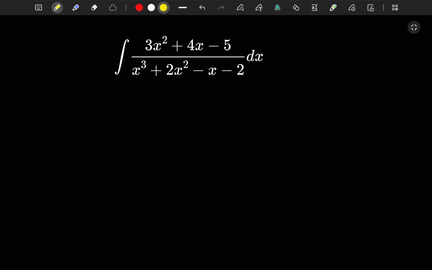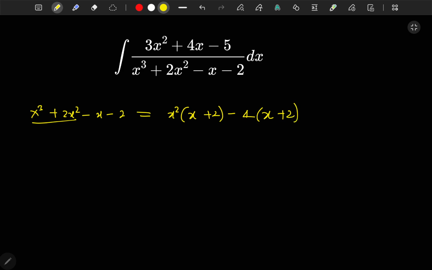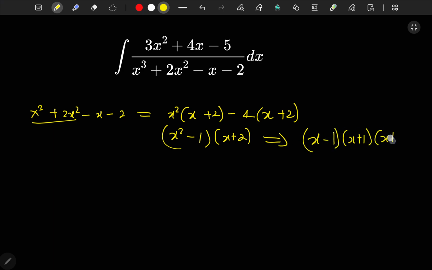When we look at the denominator, we can factorize it by grouping the terms. So you have x cubed plus 2x squared minus x minus 2. We can group the terms. I can get x squared, x plus 2. And here I can take minus 1 out, then x plus 2. Check that x plus 2 is common, so I'm going to have x squared minus 1, then x plus 2. I can still factorize this one, the difference of two squares, which I know you know by now: x minus 1 and x plus 1, then x plus 2.